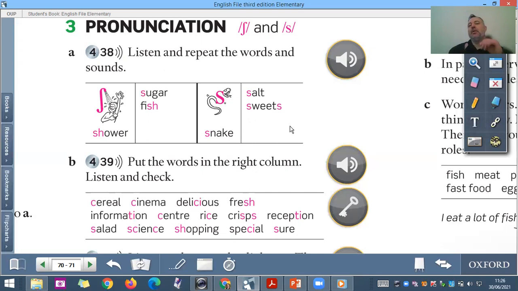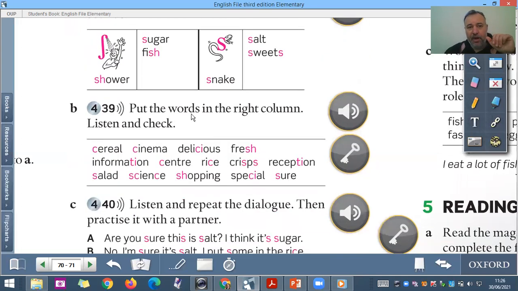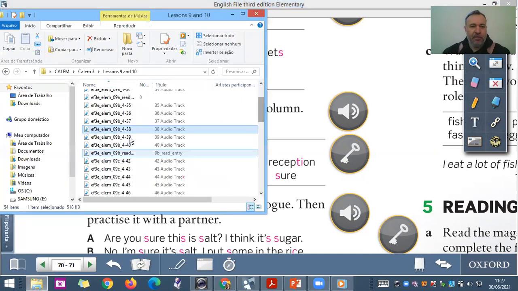Now you have to pay attention because you have to listen to all these words here in exercise B, 4.39, and you have to put the words in the right column. You put them in the column of s, and the column of sh. Right? So I'm going to play them for you to listen to.